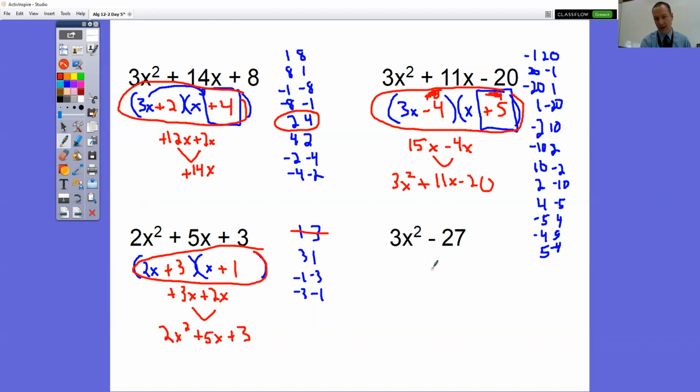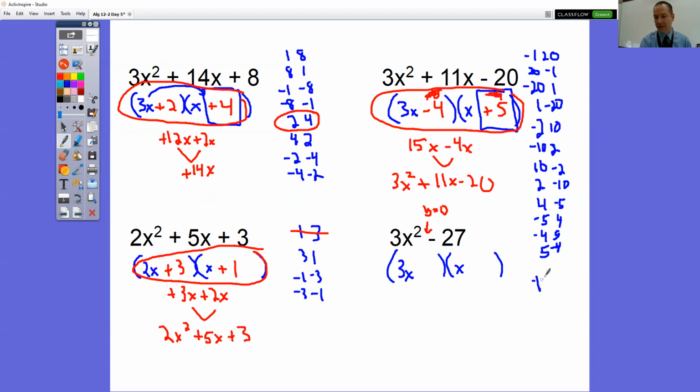Be careful in one like this. You might think that it's the difference of 2 squares like we did yesterday, but it's not, because 3 is not a perfect square. In this one, our b term is 0. Well, if our b term is 0, we're looking for our b's to add up to 0. So we're going to have a 3x and an x. And then what times what is negative 27?